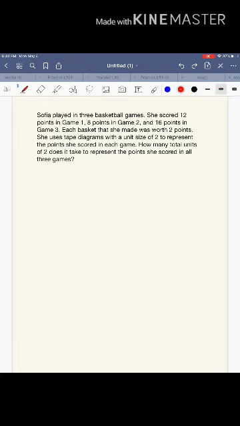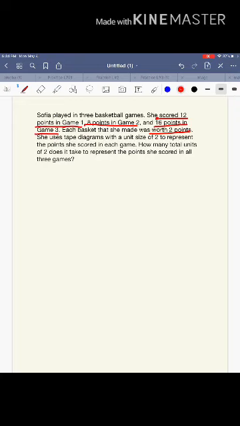On the first game, she got 12 points in game 1. She got 8 points in game 2. And she scored 16 points in game 3. Okay, then let's continue. Each basket that she made was worth 2 points. It's important? Yes. They're telling us that every time she scored, instead of having the value of 1, it had a value of 2 points.